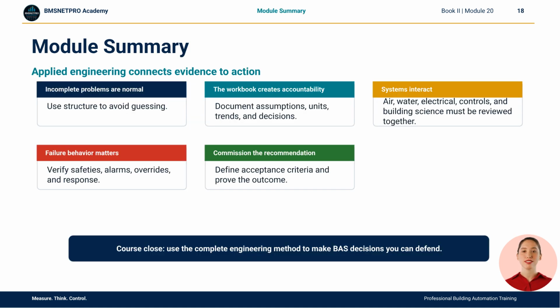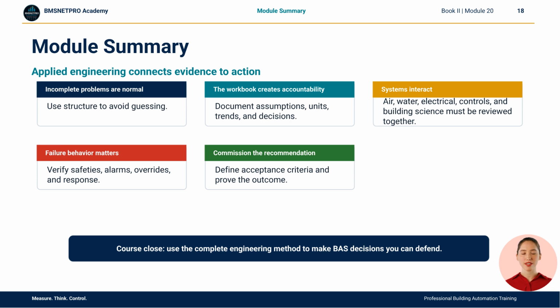This module closes the engineering workbook by reinforcing the professional method. Incomplete problems are normal, but guessing should not be normal. The workbook creates accountability by documenting assumptions, evidence, calculations, units, trend windows, sequence behavior, failure response, and decisions. We also learned that systems interact. Air, water, electrical systems, controls, sensors, actuators, building envelope, pressure, and moisture can all be part of the same problem.